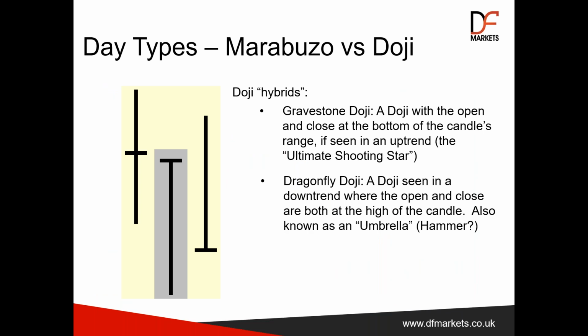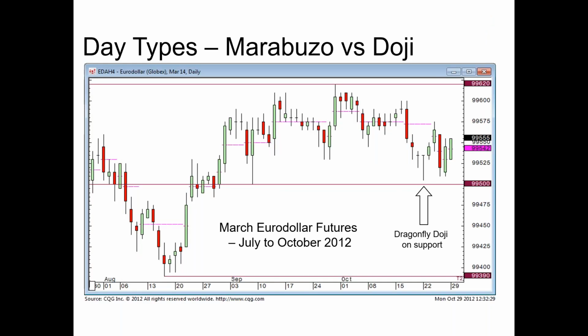The opposite pattern to the gravestone doji is the maybe not so emotive dragonfly or umbrella doji. That would be the opposite: if we're in a falling market, or coming into support, and you see a candlestick with the open and close at the top, that is a dragonfly doji. A long-legged doji is another phrase for a candlestick that has very long lower and upper shadows, but is actually a doji as well. So it's another one to look out for.